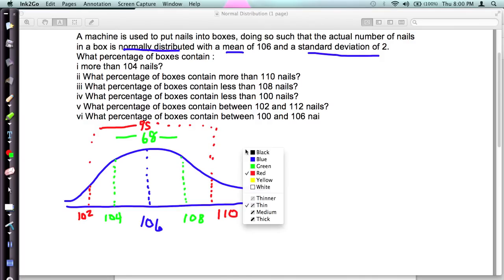Okay. And then we're going to go 1 more, and that's 3 standard deviations away. At 3 standard deviations, I'm going to add 2, so I get 112. And over here, I'm going to subtract 2, and I get 100. I'm running out of room, so I'm just going to write it over here. For 3 standard deviations, you're talking about 99.7% of the data.